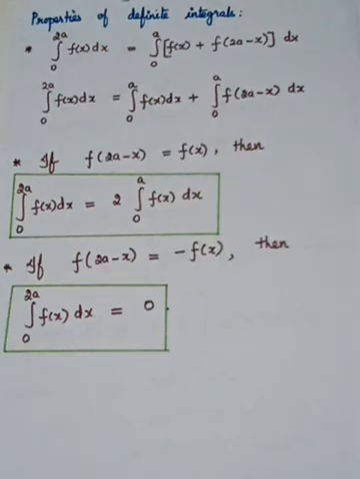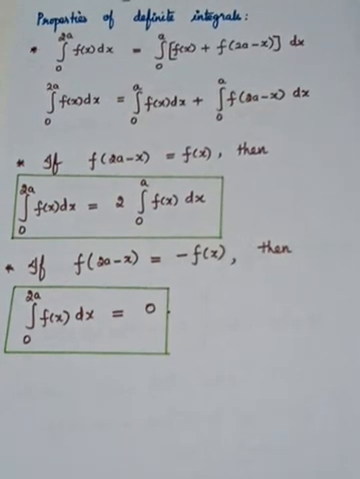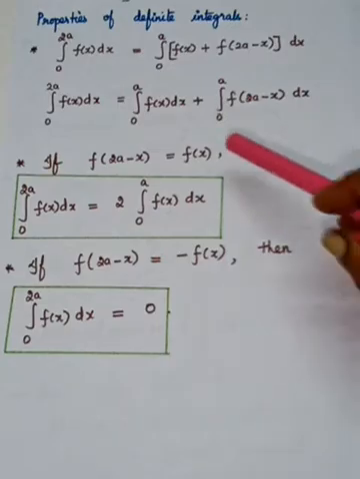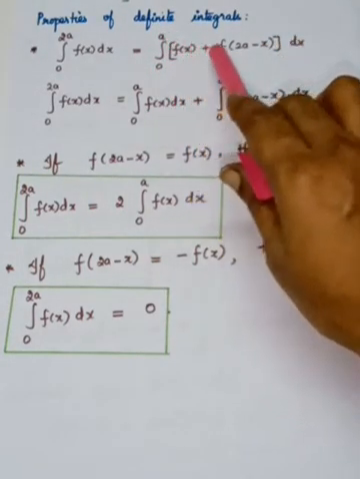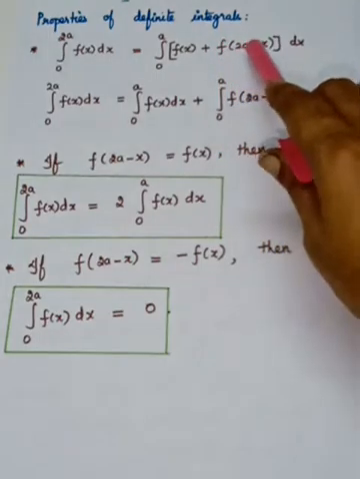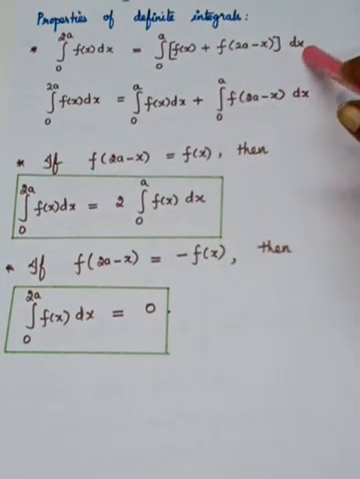Good morning, students. So, see the properties of definite integral. Today we are going to see two properties of the definite integral. See the first one: integral 0 to 2a f of x dx is equal to integral 0 to a f of x plus f of 2a minus x dx.